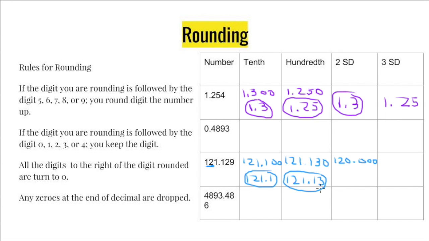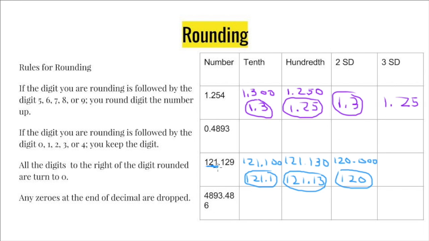Now, because these zeros are at the end of the decimal, we can simply drop them and easily just say that 121.129 rounded to 2 significant digits is simply 121. Now, let's look at 3 significant digits.